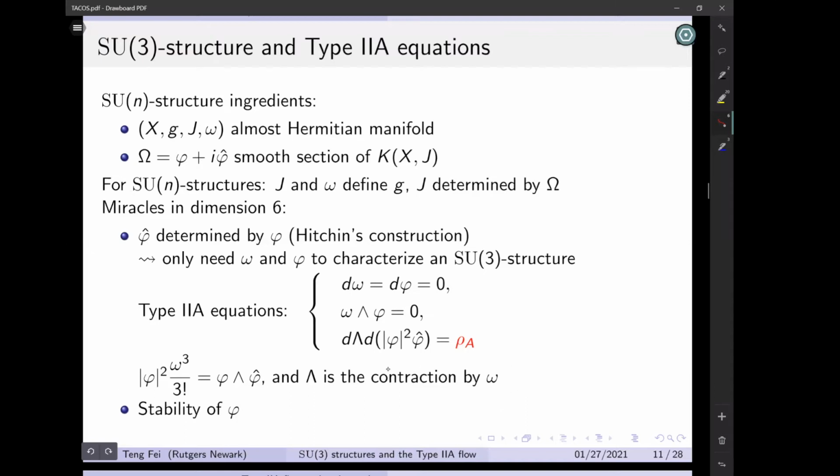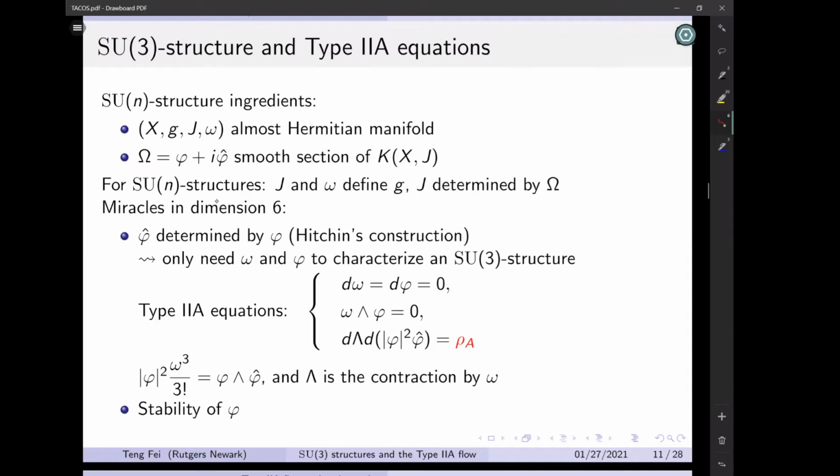So this is, I guess, standard for the audience today. And finally, we have this rho A. This is really some current. It's a Poincare dual to some linear combination of special Lagrangians calibrated by the real part of the complex form, calibrated by phi. But we can ignore that for today's talk, because later we're going to put this to be 0.